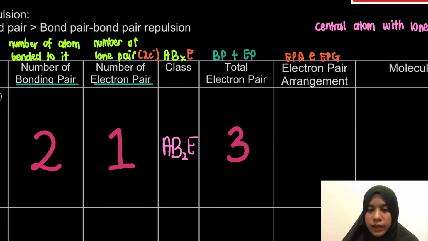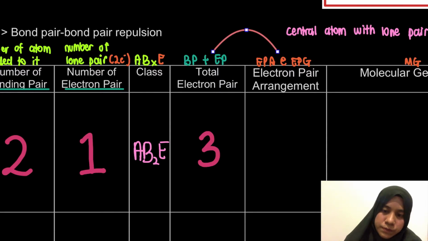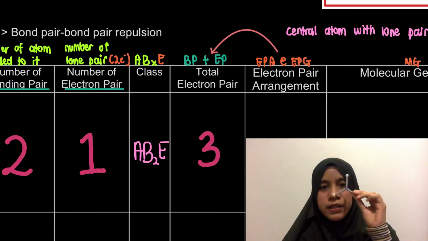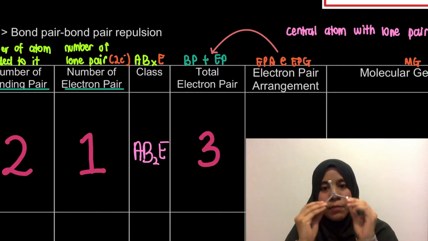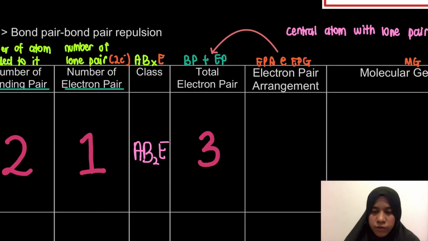Okay. Electron pair arrangement ni, it depends on our total electron pair. It's actually 3. So, bila dia adalah 3, you still remember kalau 3, dia yang ini lah. Tada! Originally dia adalah trigonal planar. Okay, so ni original dia lah trigonal planar kita. So, first I'm gonna write down electron pair arrangement dia trigonal planar.